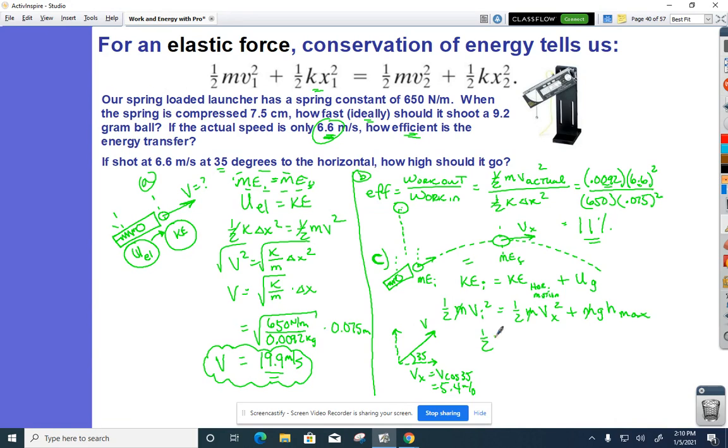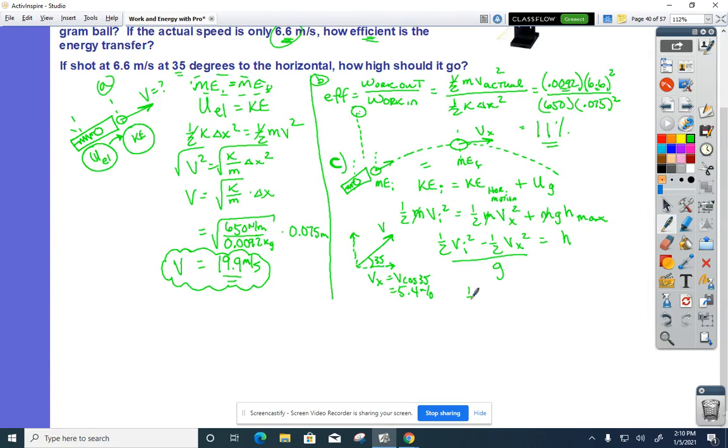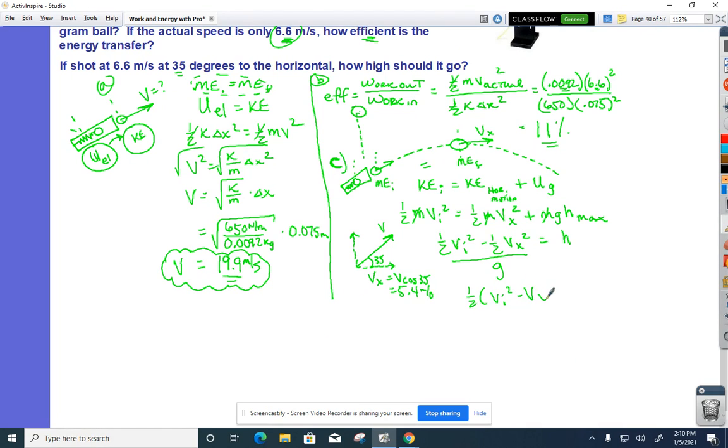So let's see, 1/2 V initial squared minus 1/2 Vx squared is equal to g h max. I'm just going to go ahead and say it's equal to H, and then divide both sides by g. And now I can go through and finish up this problem. So let's see, I have 1/2 that's common in both terms, so I'm going to go ahead and just write that as 1/2 times V initial squared minus Vx squared, all over g, is equal to H. And for those numbers, V initial was 6.6, so square that. Vx, my final velocity at the very top, is 5.4.